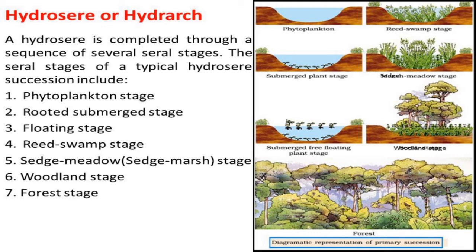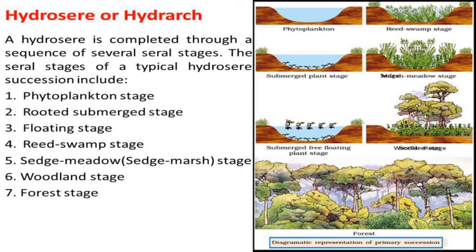As a result of the deposition of silt, the pond becomes shallow and submerged plants are replaced by the floating plants like Pistia, Nymphaea, etc. This stage is called the floating stage. The growth of thick vegetation invites invertebrates and these are followed by the fishes, snakes, turtles, etc.